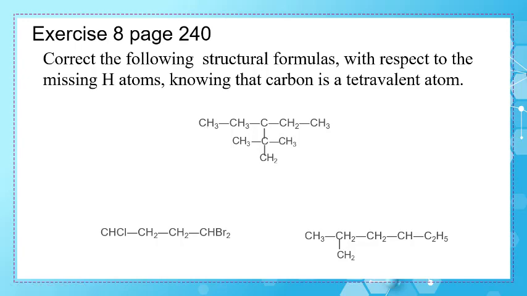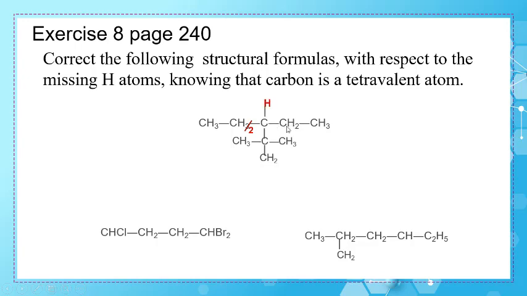For the first carbon here, this carbon makes 3 single covalent bonds with 3 hydrogen atoms and 1 single covalent bond with a carbon atom, so it verifies its octet. For this one, it makes 2 single covalent bonds with 2 carbons and 3 covalent bonds with 3 hydrogens, so it makes 5 single covalent bonds. So we have to take 1 hydrogen for this carbon to verify its octet rule. For this one, 1, 2, 3, it needs 1 hydrogen.